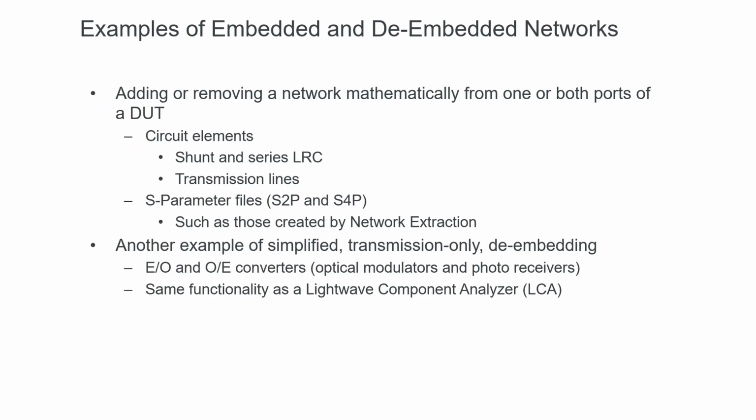Now, there's also another example of a very simplified case of de-embedding, and this applies to optoelectronic components, where you only want to de-embed, in this case, the transmission measurement portion. So you're not concerned with reflection here. So you're doing a subset of full de-embedding by just treating the transmission only, so that we can isolate a measurement to either an optical modulator or a photo receiver, assuming, of course, you have a characterization file for one or the other that you intend to de-embed to isolate the measurement on the device under test of choice. So this would be the same functionality as in a lightwave component analyzer or something else that Anritsu offers as part of their VNAs.